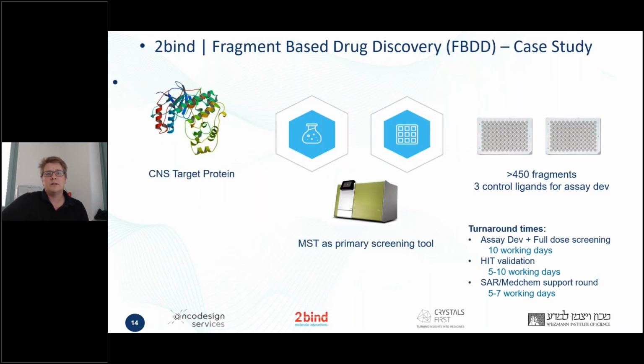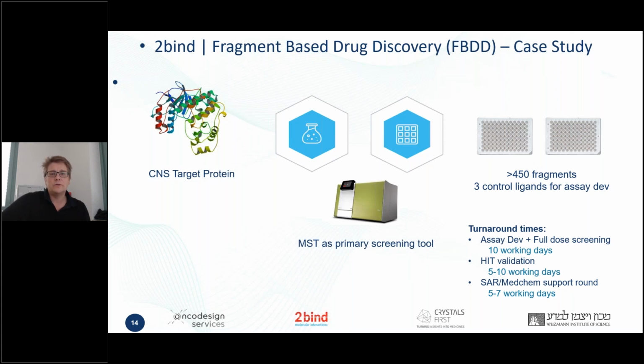To show you in the last few slides, a little case study here. It's a CNS target that we have screened for fragments. A little bit more than 450 fragments were used. Three control ligands were included in the assay development phase. And due to the project aim, due to the protein itself, and also the biological background, microscale thermophoresis, MST, was used as primary screening tool.